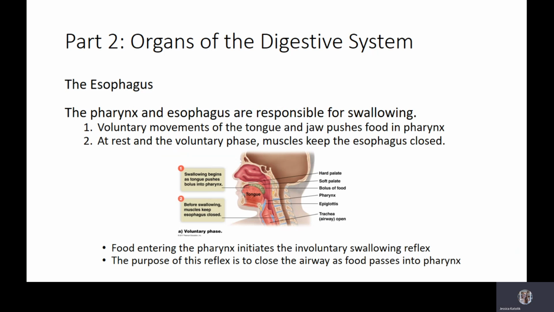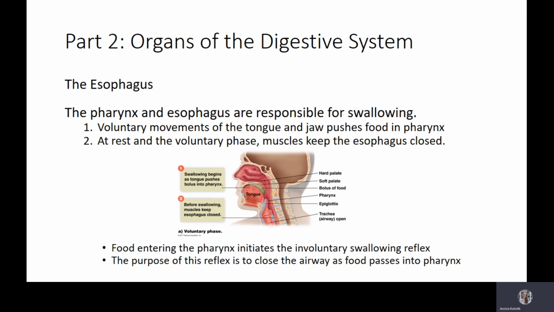Before we move on to the next organs, I do want to talk about a bit of the physiology that is involved in swallowing and talk about the different stages of voluntary and involuntary swallowing. So the first phase of swallowing is going to be a voluntary action.